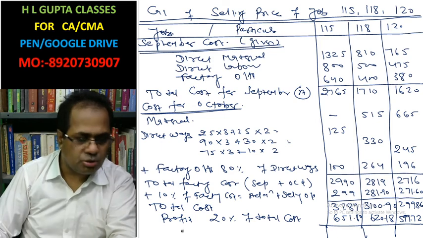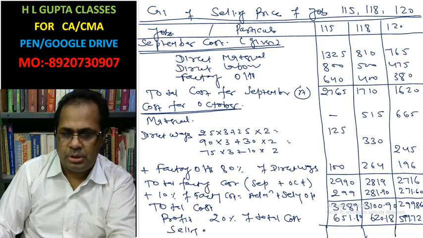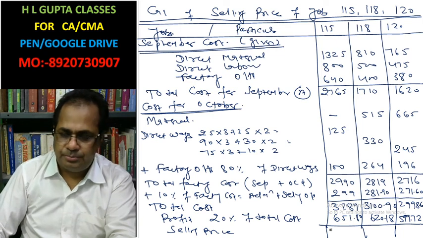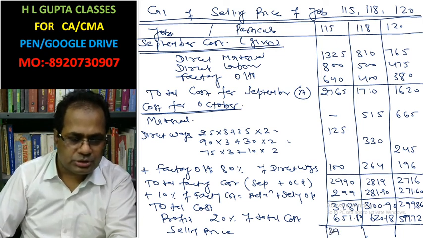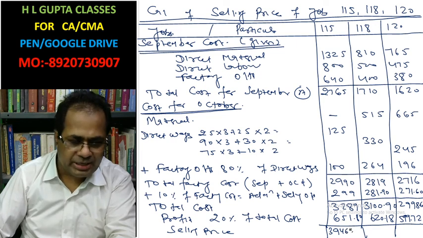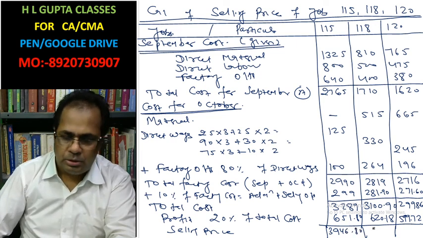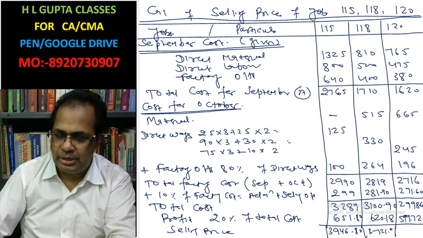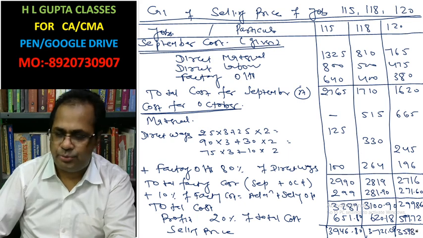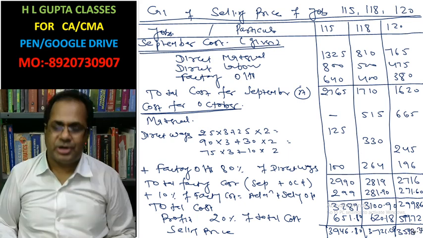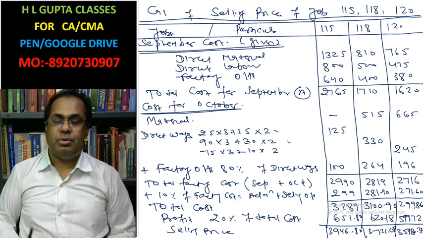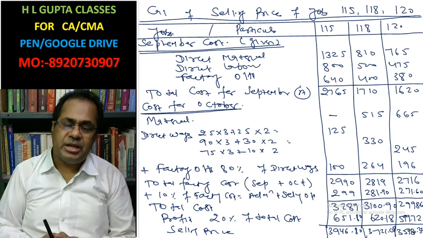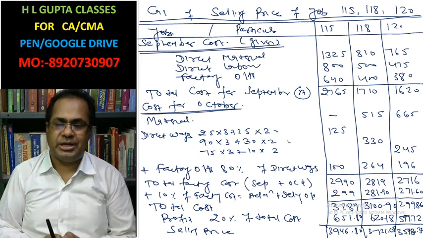Okay, this is the selling price. 3946.80, 3721.08, last 3586.32. Okay, in this way we can calculate, you have calculated selling price for job 115, 118 and 120.